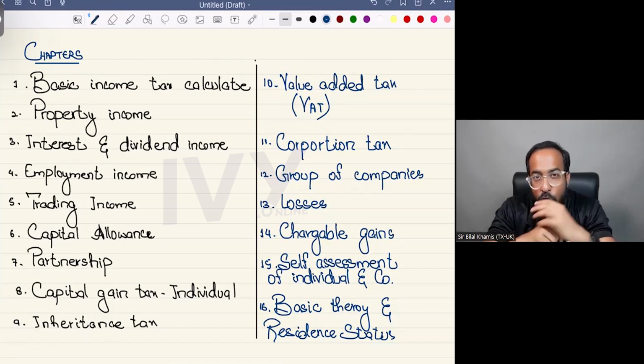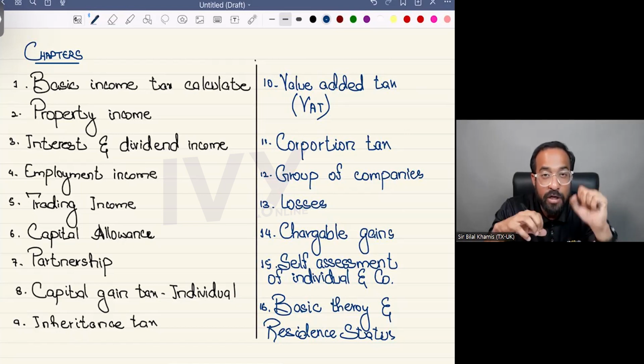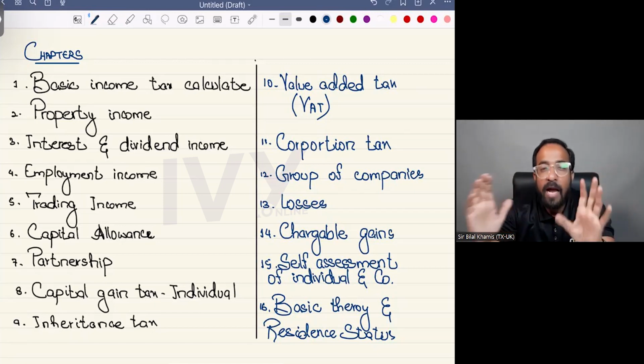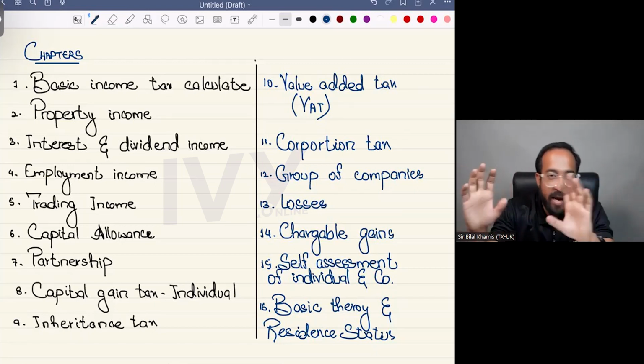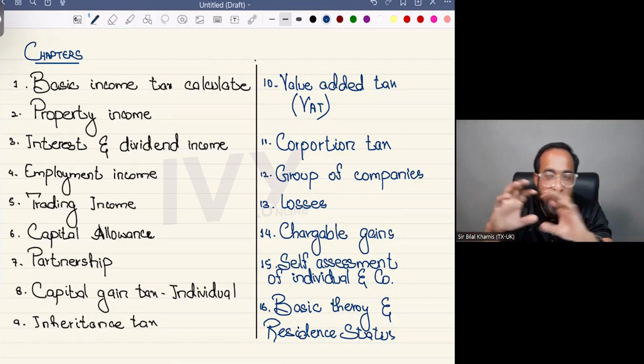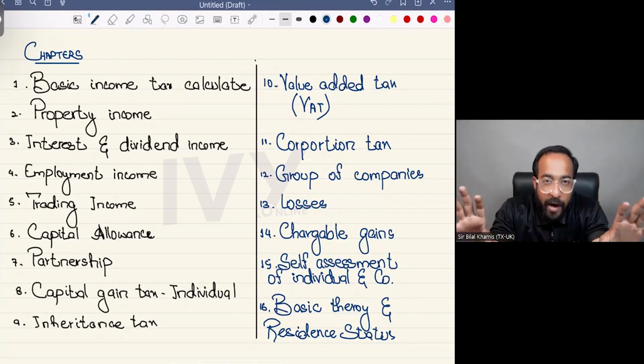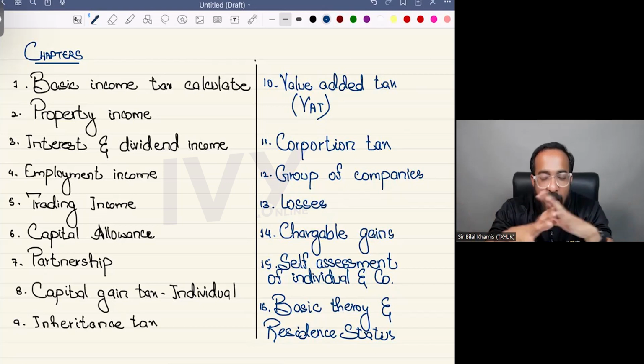If you are not able to understand something, you need to just send me a text on the spot so that I can solve it. You need to think that Sir Bilal Khamis is with me every time. Whenever I start studying and I get stuck, I need to just send him a message. He will reply to me. I'm your phone-a-friend. You can just text me anytime.